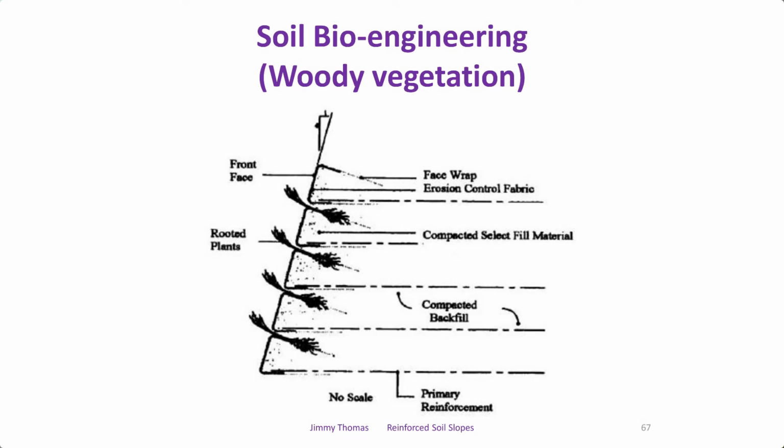We can also have what is known as bioengineering with woody vegetation. See, normal turfing is with grass type vegetation. We can also have these woody type plants planted into the fill. That is also possible.